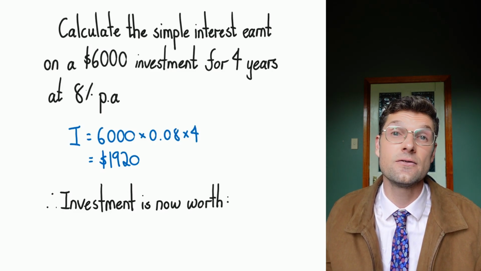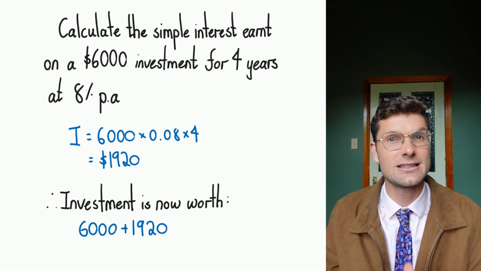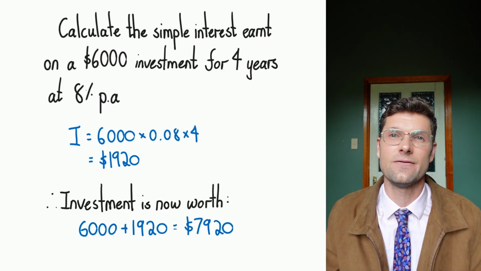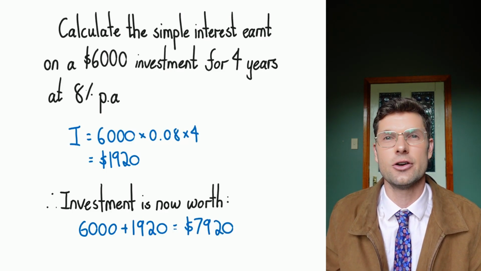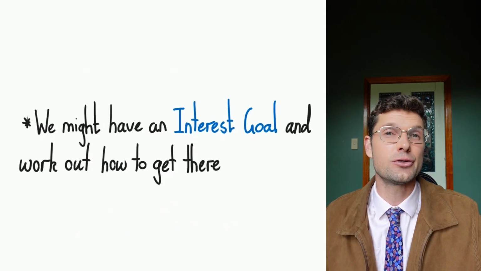So the size of money that you've got now is the original $6,000 plus the interest that you made. So your total wealth for this investment is now $7,920. So the other way these questions could be asked is you might have an interest goal, right?